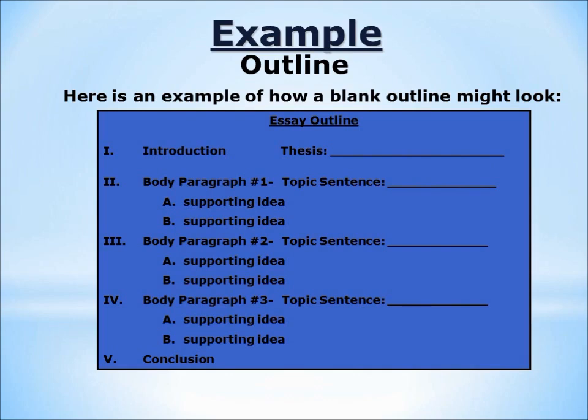Here's an example of an outline. You'll notice that the first part is the introduction, and then you have 3 body paragraphs. In each body paragraph, you have a topic sentence, and then you add supporting ideas to each topic sentence. And then lastly, a conclusion.